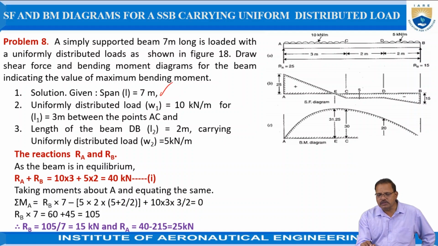Uniformly distributed load W1 is equal to, because here in the figure 2 types of uniformly distributed load are acting. One is between A and C, the second one is between B and D. Between A and C, assume this is W1, acting in Newton per meter, for a length of 3 meters as shown in the figure. Similarly, in the length of the beam DB, which is 2 meters long, a 5 kilonewton per meter uniformly distributed load is acting for a length of 2 meters.